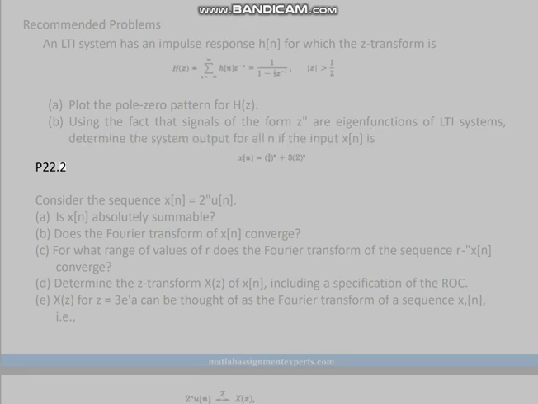P22.2. Consider the sequence x[n] equals 2 to the n. A. Is x[n] absolutely summable? B. Does the Fourier transform of x[n] converge? C. For what range of values of r does the Fourier transform of the sequence r^(-n) x[n] converge? D. Determine the Z-transform X(z) of x[n], including a specification of the ROC. E. X(z) for z equals 3 can be thought of as the Fourier transform of a sequence x1[n], i.e.